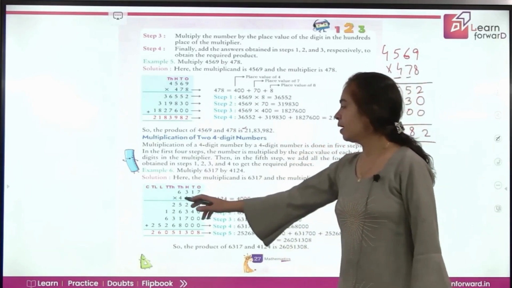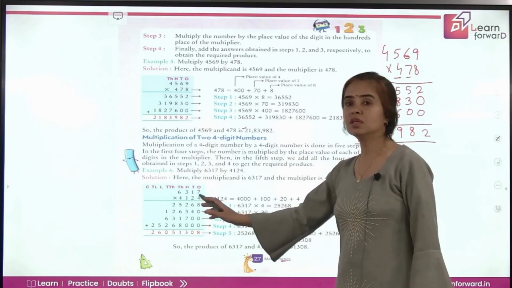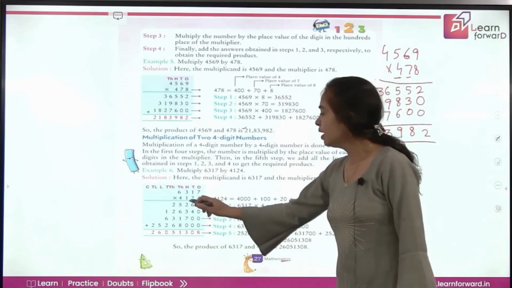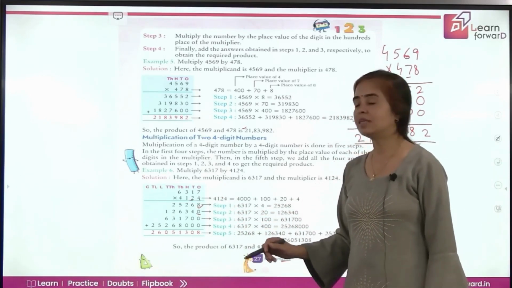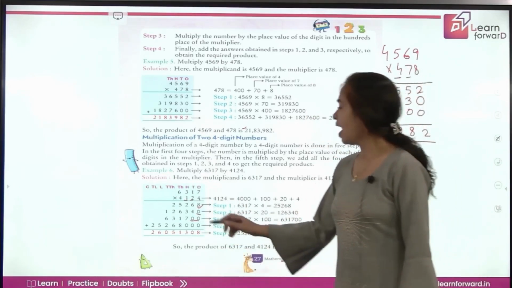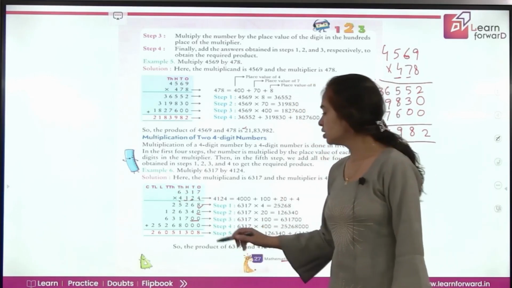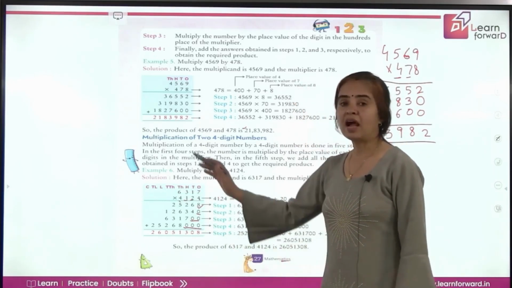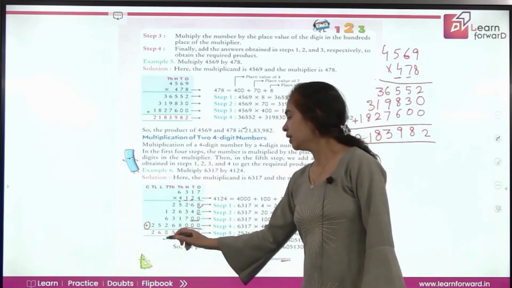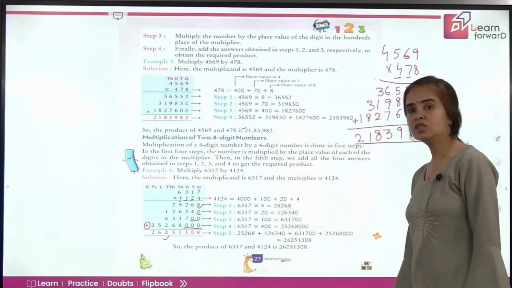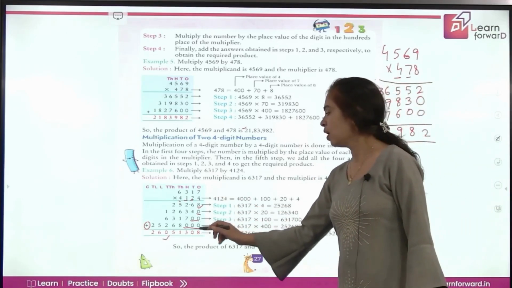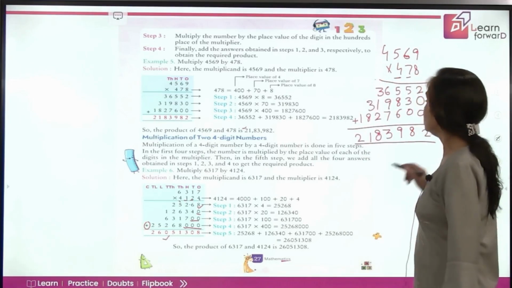If you have to multiply 6,317 by 4,124, when you multiply by 4, you simply write the product. When you multiply by 2, you first write 1 zero. Next, multiply by 1. Before that, you write 2 zeros. And before multiplying by 4 at the thousands place, you put 3 zeros. And after each of these multiplications, you finally add all these products and you get the final product. Understood? So, your numbers can increase in digits. Every time you are multiplying, you have to increase 1 zero at each step, right?